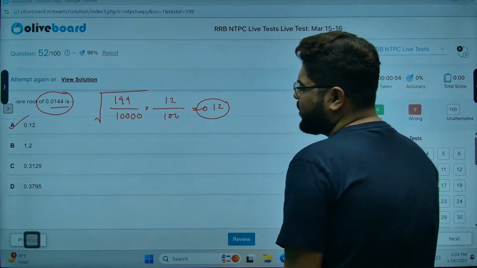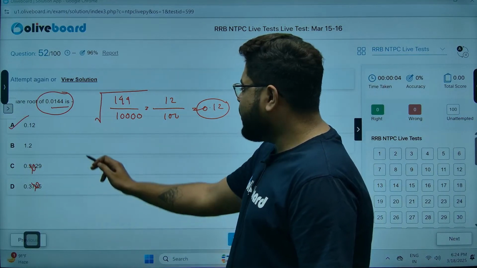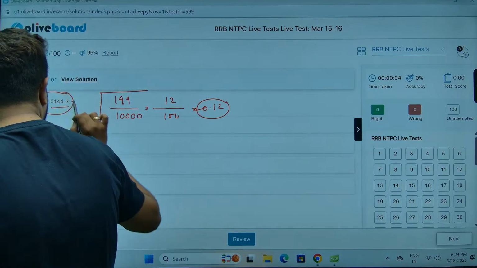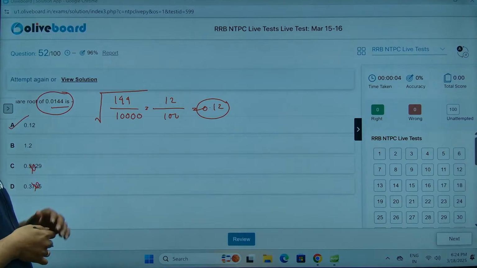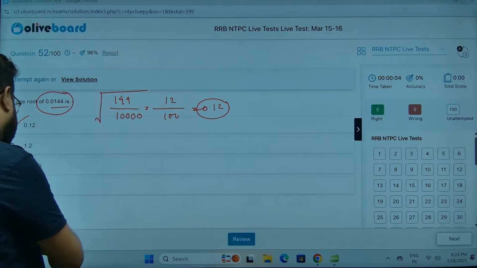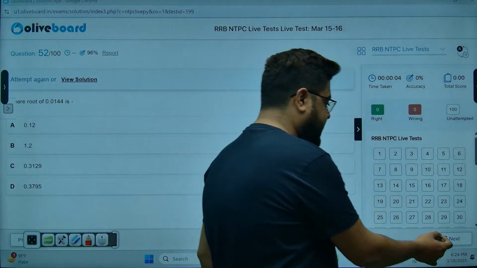Now, why is it so? You see, in my options, these two can never happen. Now, I know 1.2 squared is 1.44, and this is not 1.44, so it has to be less. So the only option that is less than 1.2 is 0.1. For that, you do not need to do anything actually. Just look at this and answer. Okay, sir. Next one.